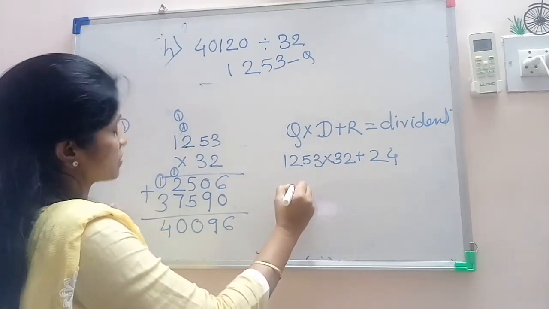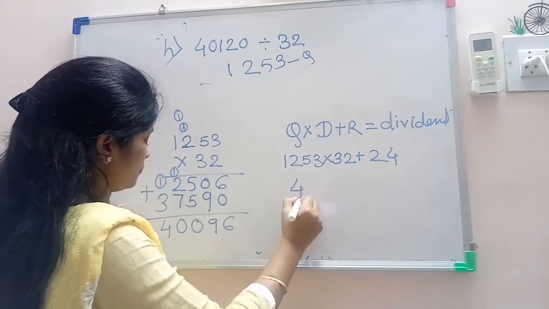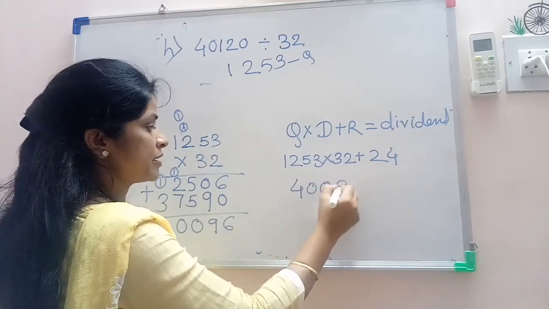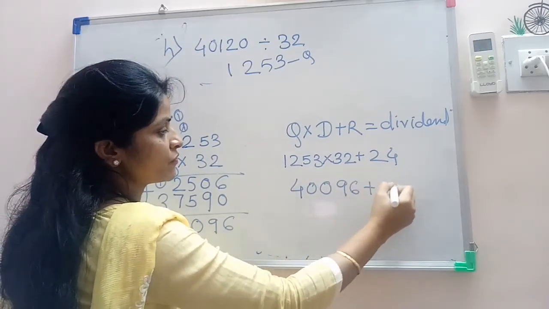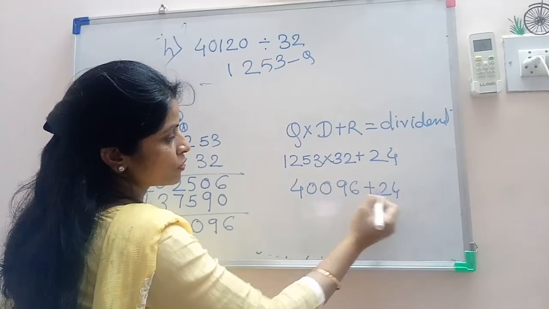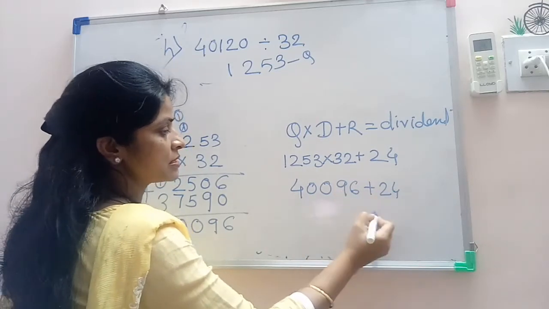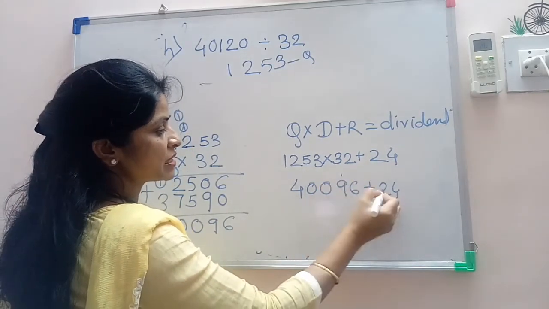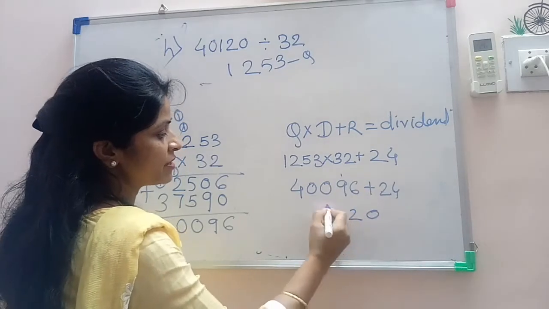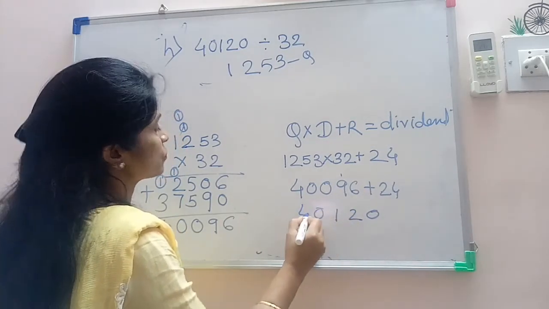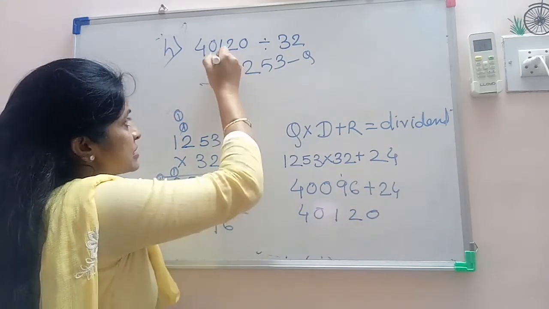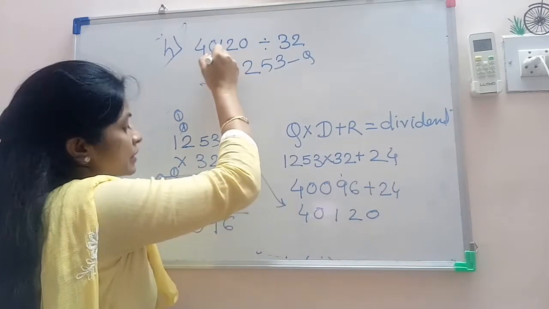Now this is 40,096 plus 24. We will add in this. 4 plus 6 is 10. 1 carry. 10 plus 2 is 12. 1 carry. 40,120. What is this? This is nothing but the dividend.